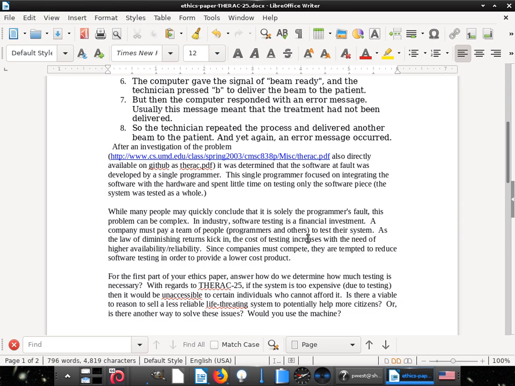Well, people may quickly conclude it's the programmer's fault. This problem can be complex. In industry, software testing is a financial investment. A company must pay a team of people, usually programmers and others, to test the system. As the law of diminishing returns kicks in, hopefully y'all are familiar with that, the cost of testing increases with the need for higher availability and reliability. In other words, the more you need to make sure the software works, the more money you have to pay. At first you pay a little to get a lot of reliability, but as you test more and more, it costs more and more to get even smaller amounts of reliability. Since companies must compete, they are tempted to reduce software testing in order to provide a lower cost.